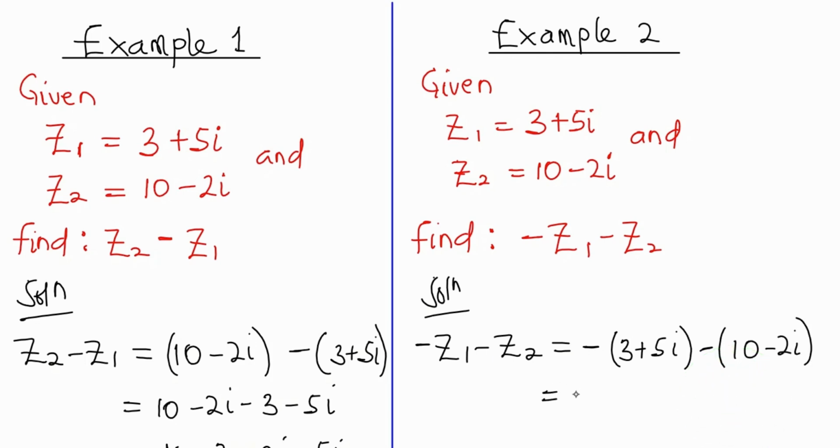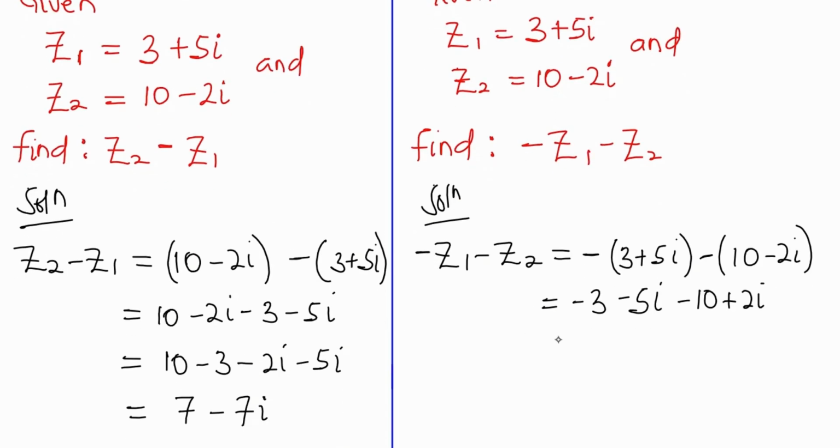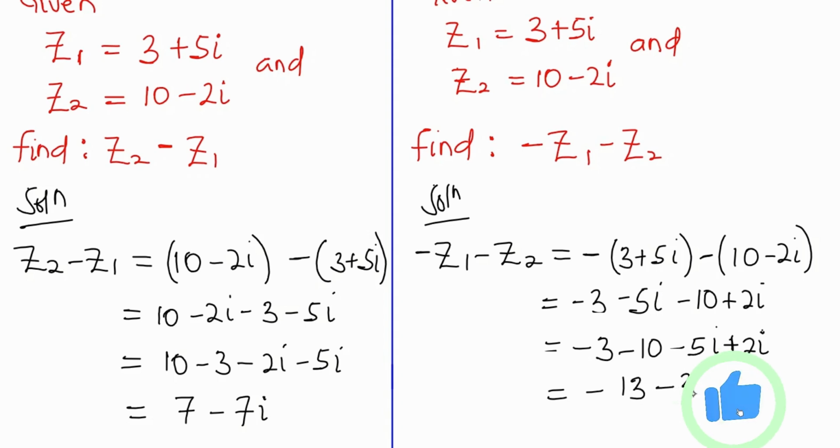Now we have to expand. So this becomes minus 3 minus 5i, and then we have minus 10 plus 2i. Once this is done, we have to group items. The real parts come in first. That becomes minus 3 minus 10, and we have for the imaginary minus 5i plus 2i. Once this is done, we should have minus 13, and then we have minus 3i. So this is how we solve examples under the subtraction of complex numbers.